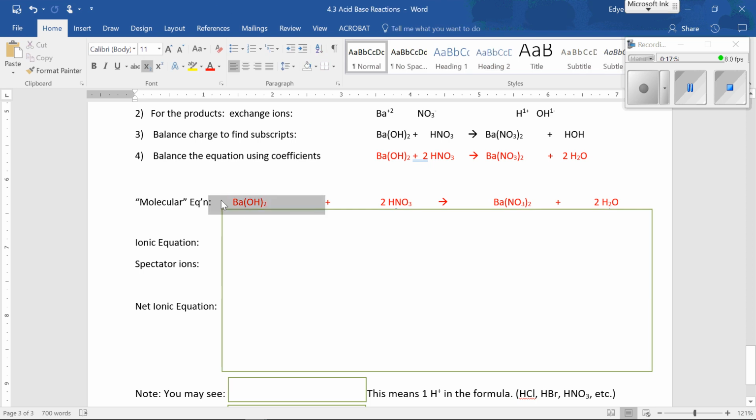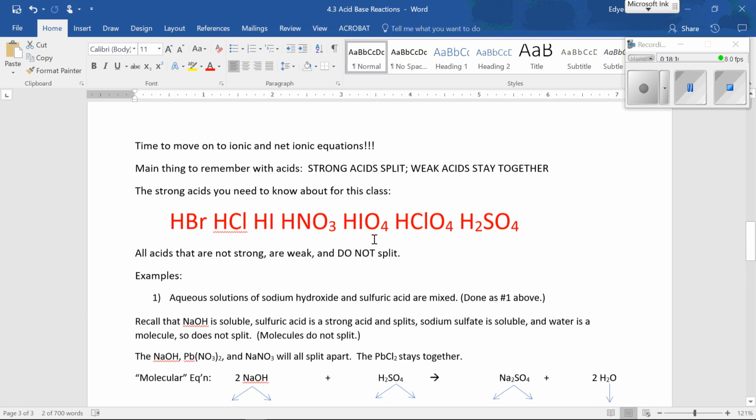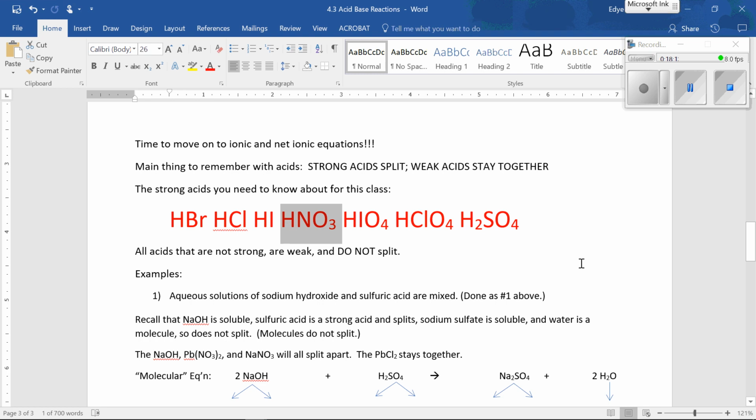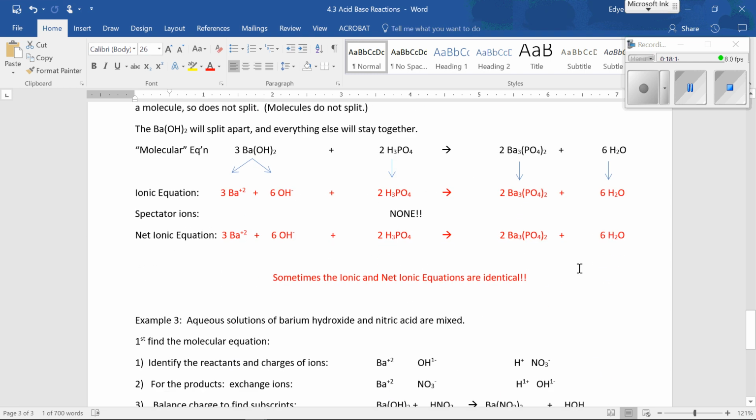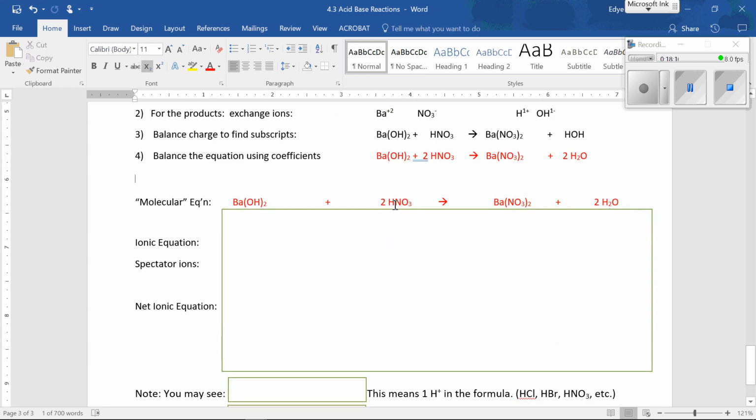Barium hydroxide is soluble. That splits. It'll give us 1 Ba2+ and 2 hydroxides. HNO3, you got to check your list of strong acids. Let's go check. Oh, there we go. HNO3 is a strong acid. So HNO3 will split. We had 2 HNO3, so I will have 2 H pluses and 2 NO3 minuses because that 2 applies to everything in the formula.